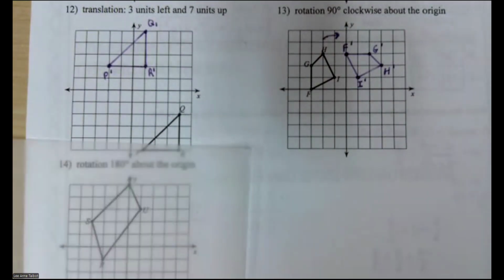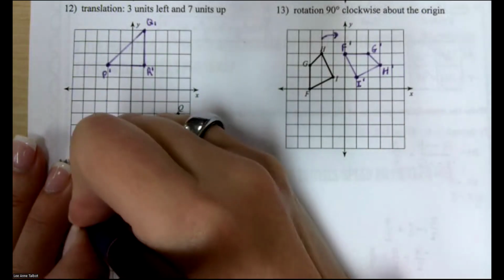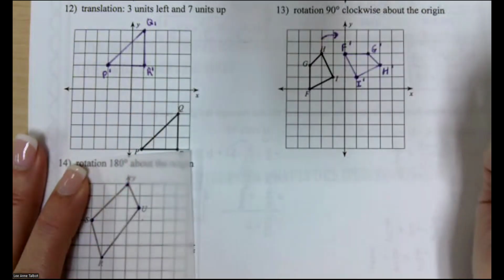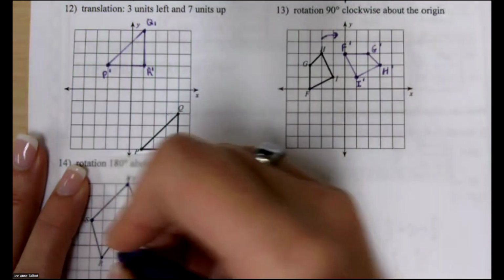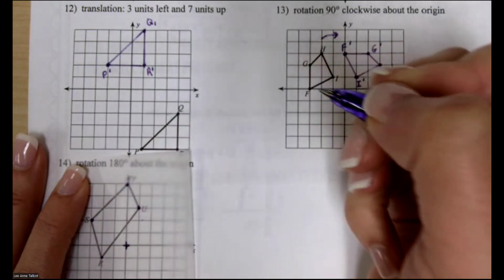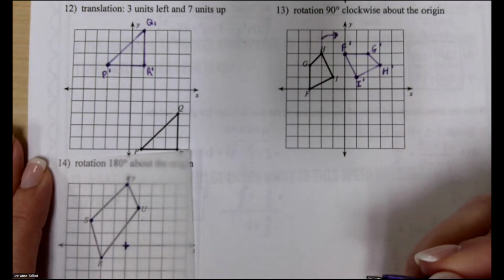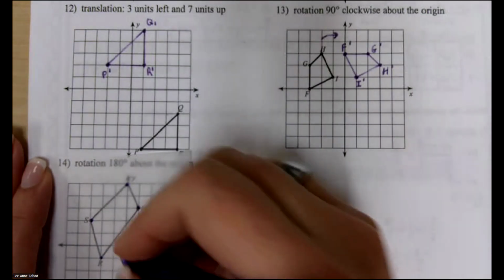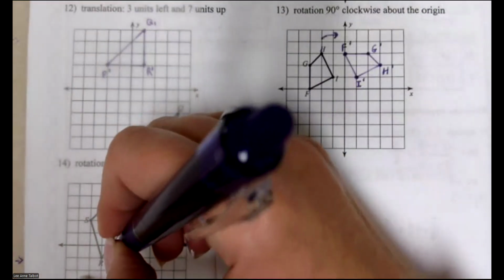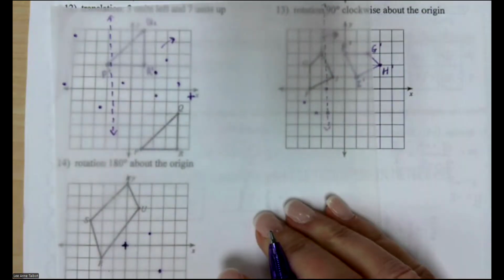Okay, last one. 180. That's going to be 2 turns. There's 1 turn, 2 turns.